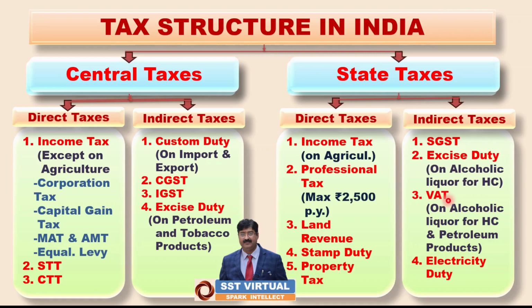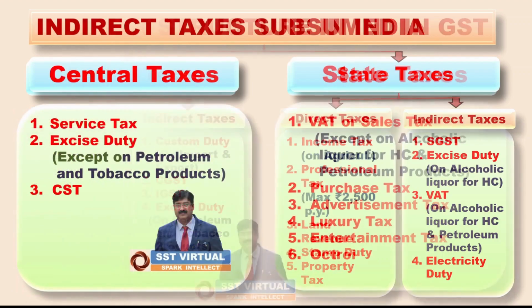Then VAT, value added tax or sales tax, on alcoholic liquor for human consumption and petroleum product. So VAT is still alive. It is also levied on these two products. Then electricity duty, which you can see in your electricity bill.